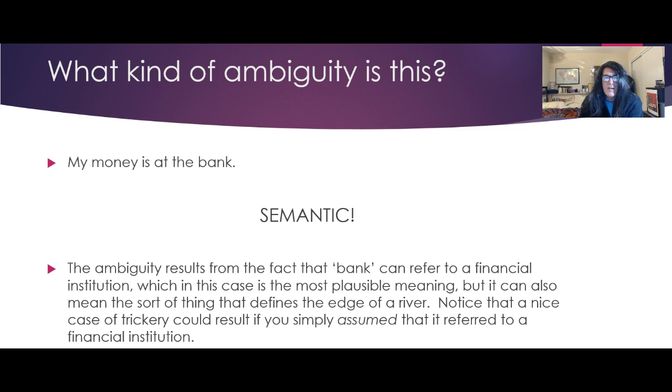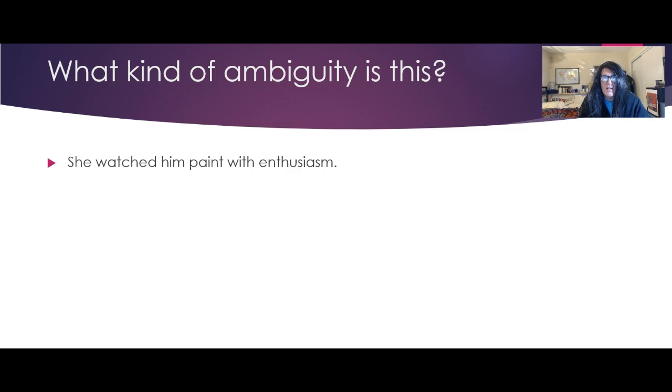So you have to use your imagination here for a moment and imagine that you're trying to get back some money that you loaned to me, and I tell you that my money is at the bank, and you go off to a financial institution, whereas in reality I've buried it on the side of a river. So it's very important that we get rid of semantic ambiguity, as all other kinds of ambiguity as well, when they are present. What kind of ambiguity is this?